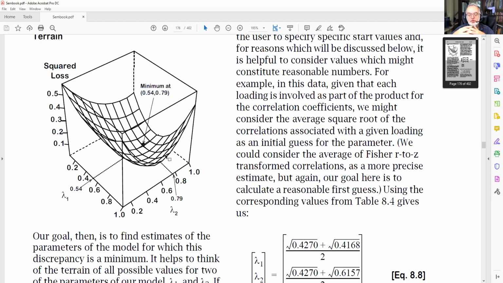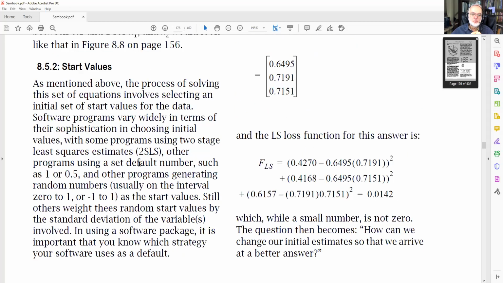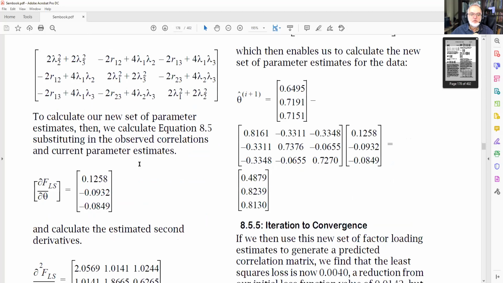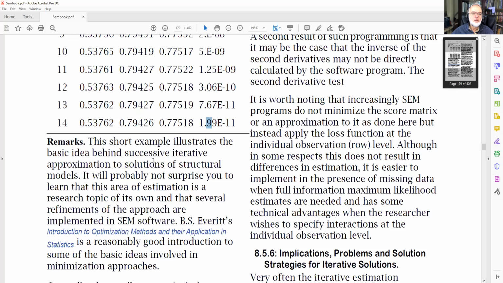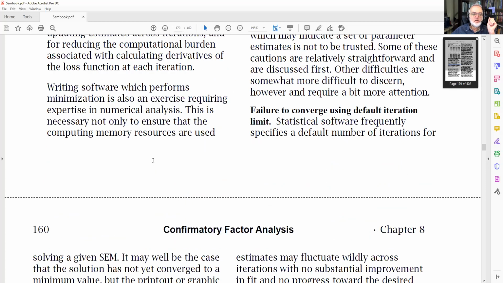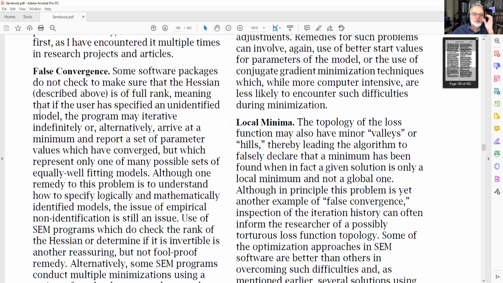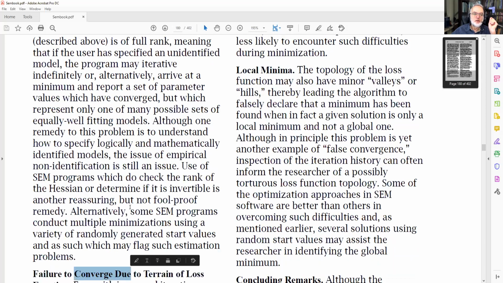Well, sometimes in the process of minimizing, it will hit a little pocket where, yes, it looks like for this little family of numbers, anything in the immediate neighborhood is a little bit worse. And it'll say, okay, here's my answer, I'm done, when really there exists some other family of numbers that has an even lower loss function. So the terrain can be an issue for you.